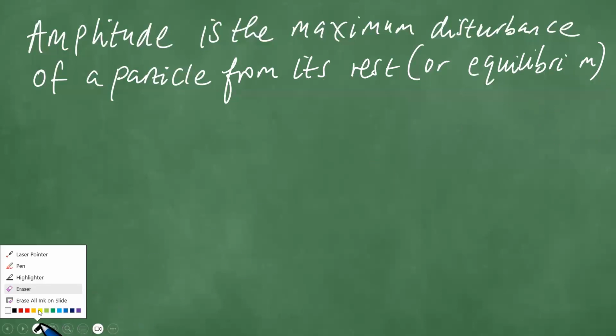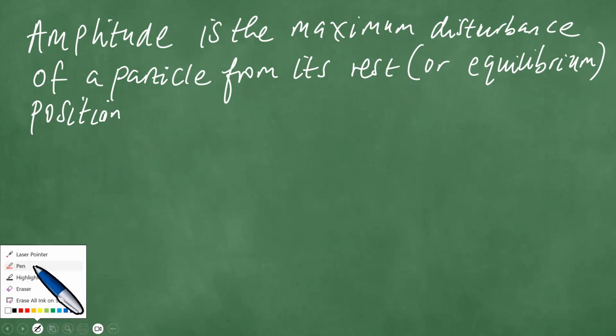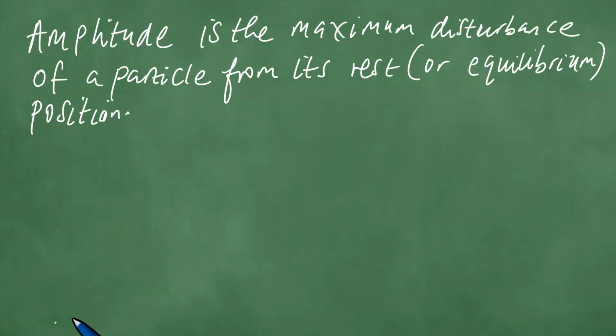So we continue. Amplitude is the maximum disturbance of a particle from its rest position. Note that here, by the amplitude, we mean the maximum disturbance. Amplitude is the maximum disturbance of a particle from its rest position or equilibrium position.